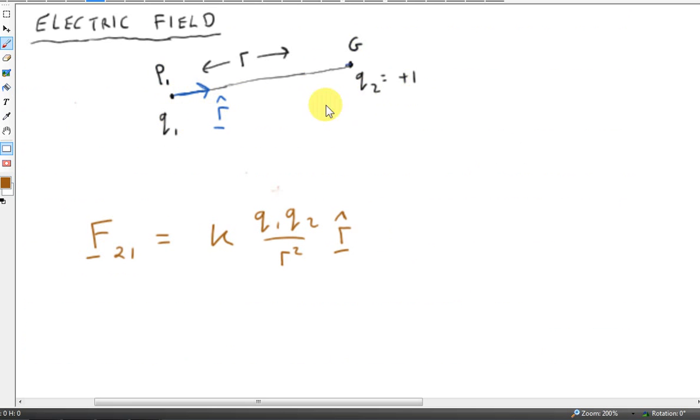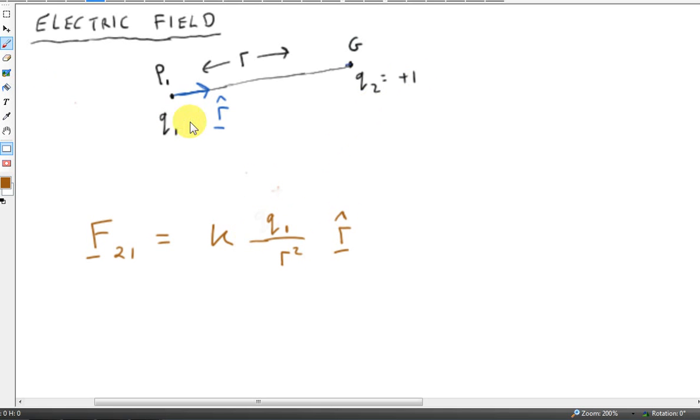It turns out that we can write F21, that is the force on charge Q2 due to Q1, like this here. We will check that this is correct. Before we do that, Q2 is plus 1, so we can plug plus 1 in for Q2. So we're multiplying Q1 by plus 1, so same as before, Coulomb's law again. But of course if we multiply Q1 by plus 1, we just get Q1.